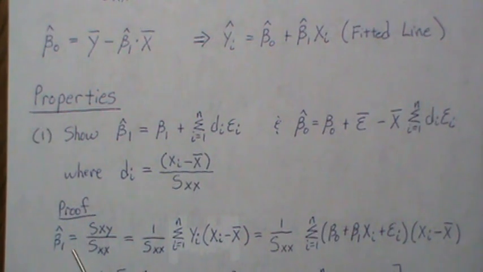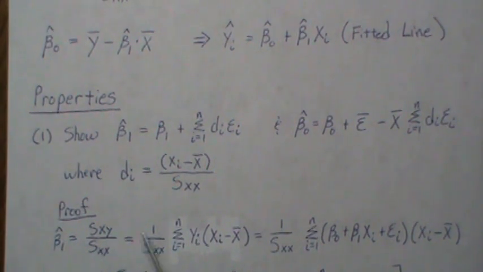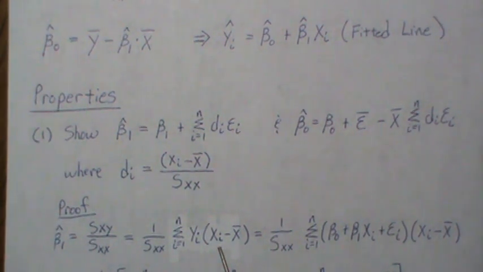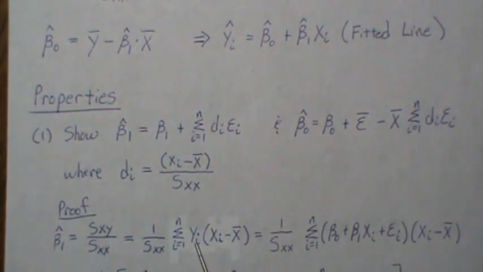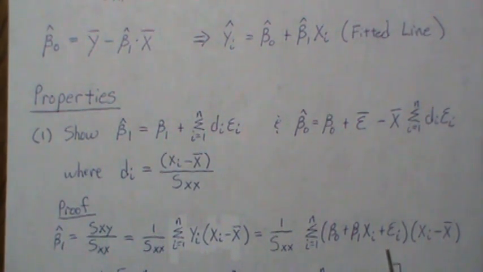So for the proof, let's do beta 1 hat first. It is S_XY over S_XX. And this sum is this term. Now this isn't indexed by i, but we can still bring it in. And then y_i is this line, so we substitute for that. Oh, we don't bring that in just yet, sorry. And then this is it.